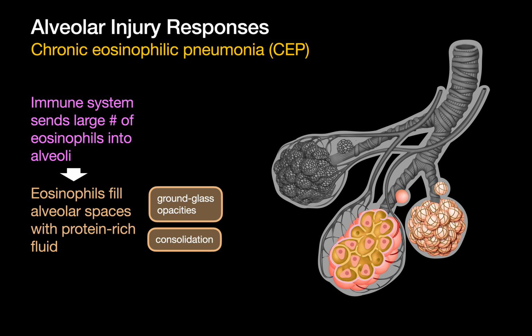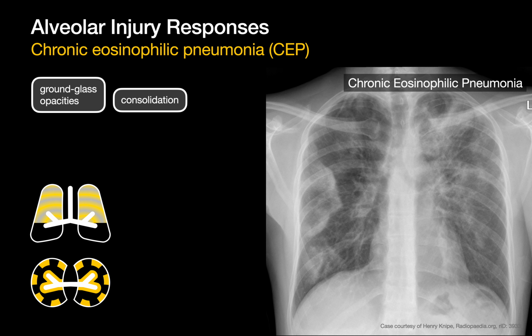The imaging features of CEP tend to favor the upper and mid lung zones in the coronal plane and the peripheral or peribronchial lung in the axial plane. The distribution of imaging features in these zones is usually non-uniform and multifocal.